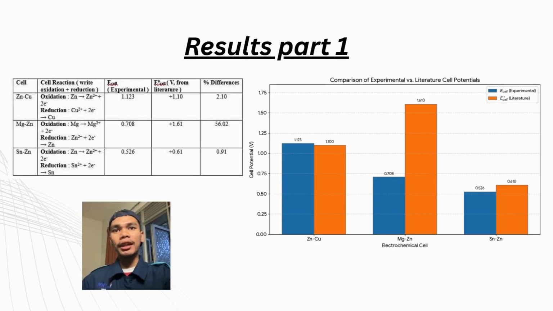So to summarize our findings, we successfully measured the cell potential for 3 galvanic cells. The zinc copper, which is 2.10% different, and tin zinc, which is 0.91% different, cells result with excellent accuracy, demonstrating reliable experimental technique and condition. The magnesium zinc cell, however, shows a significant deviation, which is 56.02% different. This highlights the challenge of working with highly reactive metal and emphasizes that a cell performance is extremely sensitive to real-world non-standard condition.